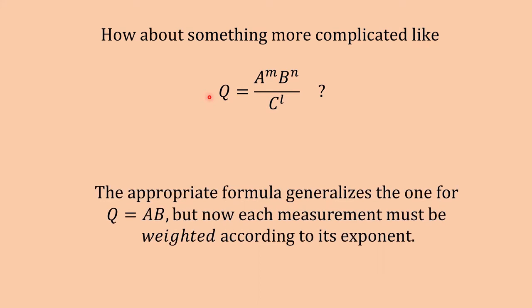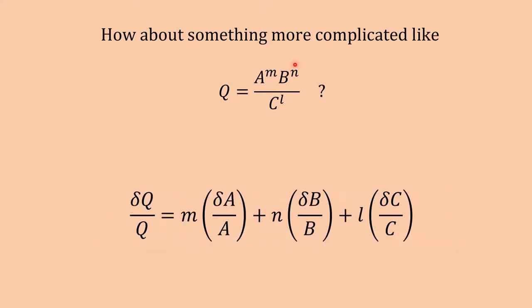So it turns out that the formula we're going to use looks very much like the previous one. There's just one little thing we have to tack on there. We're going to weight each measurement's uncertainty according to the power to which it's raised, which kind of makes sense. Like if you're raising something to the 5th power, then any uncertainty in that measurement is probably going to be a bigger deal than something that's only raised to the 1st power.